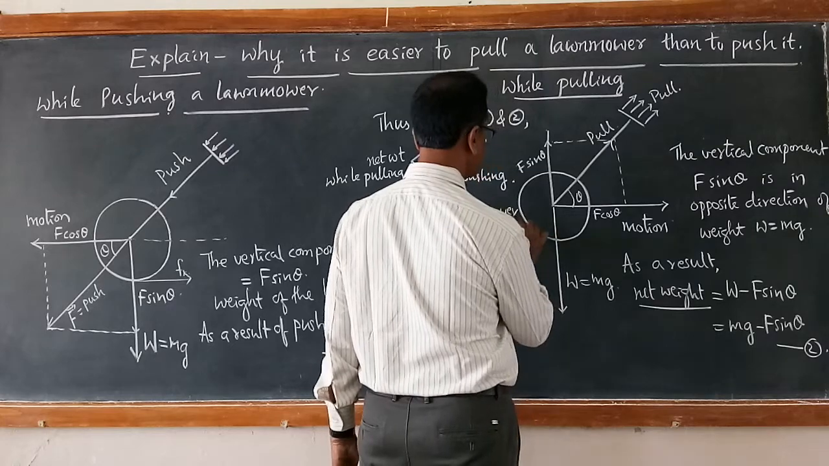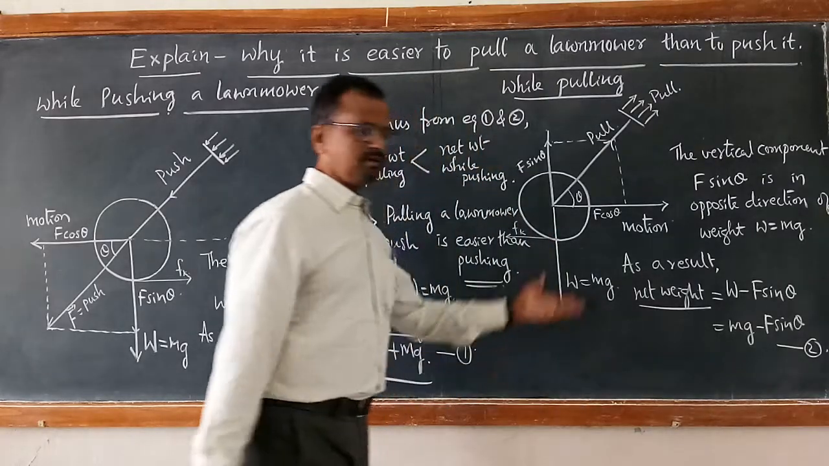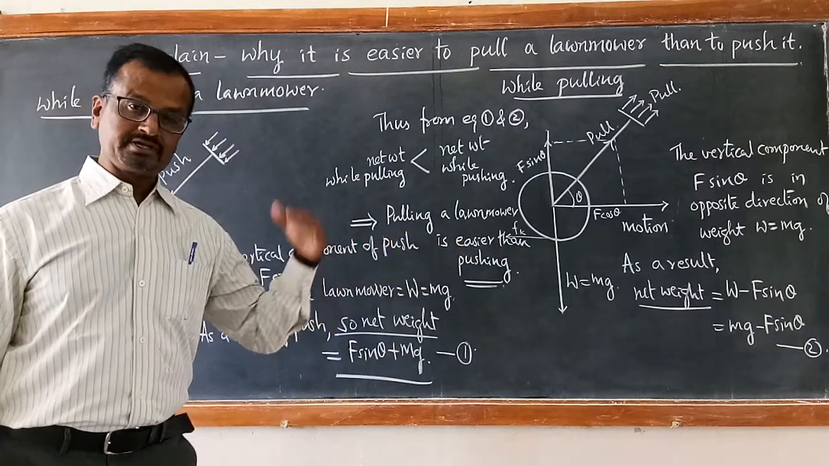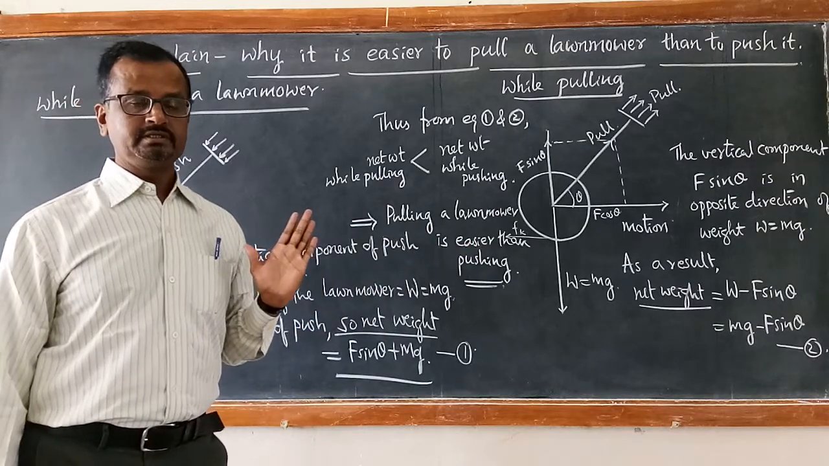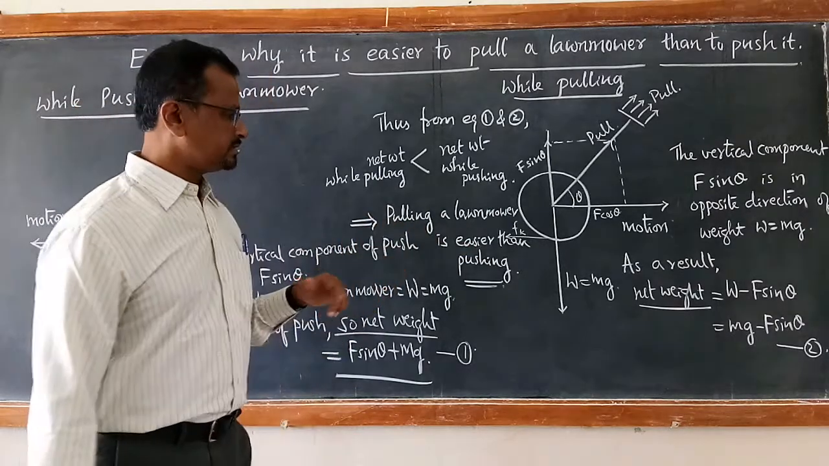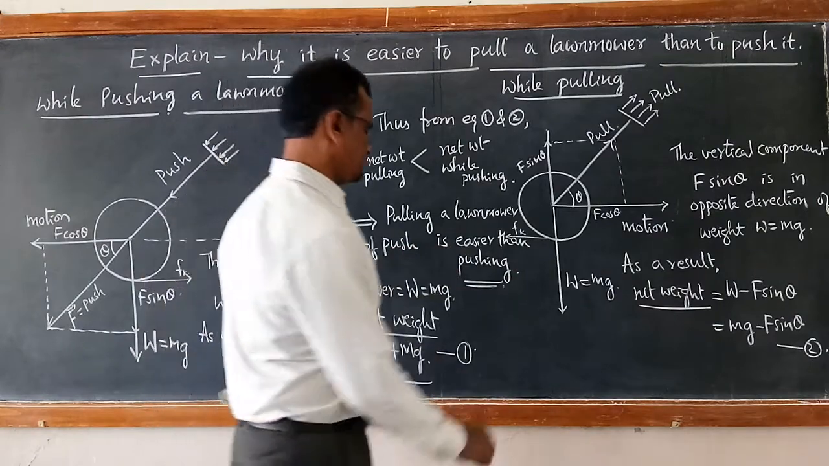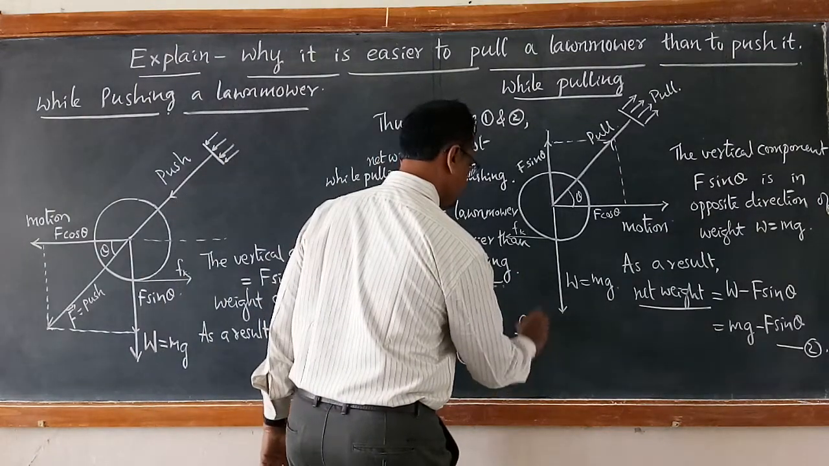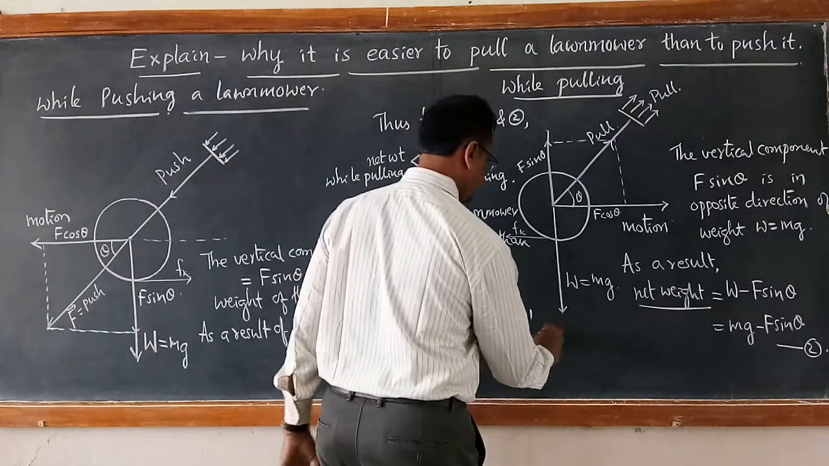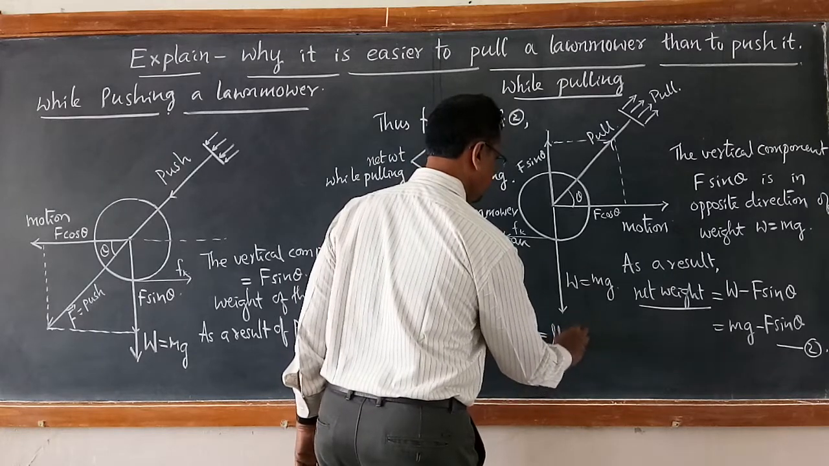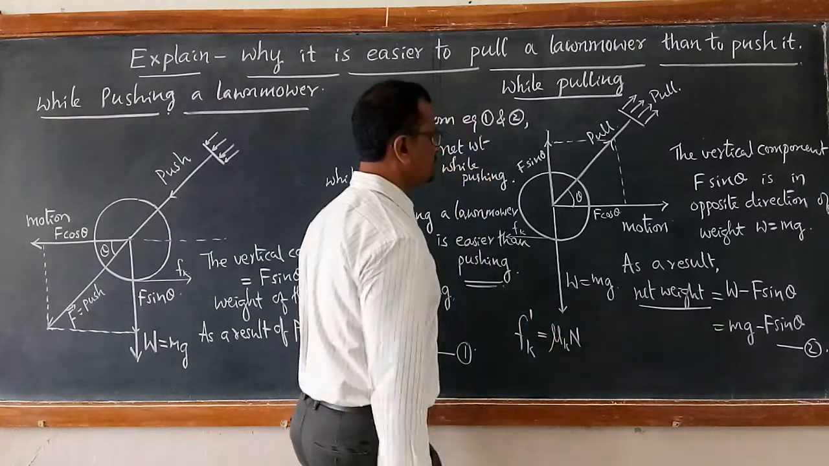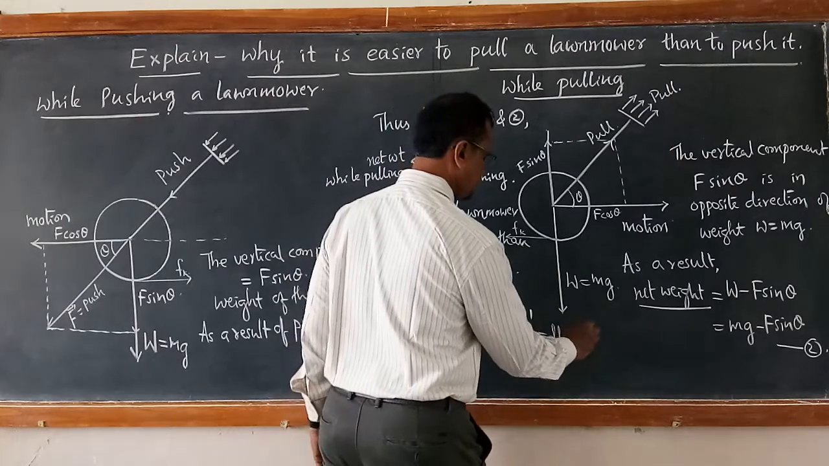the friction is also in the opposite direction of Fa. So with the help of the net friction also we can calculate. So what will be the net friction here? Fk, in this case, if you call it Fk dash, Fk dash is equal to mu k into N. So mu k into N.